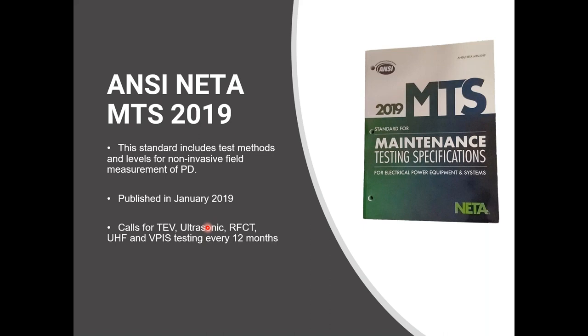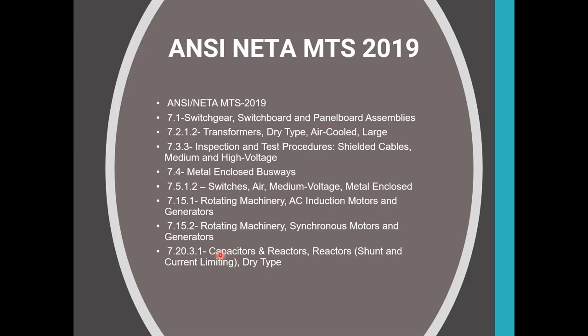They're fairly similar. One of the defining points of the online test is they're looking for testing that occurs every 12 months. So they recommend you test gear online every 12 months for reliability. The standard sections 7.1, 2, 3, 4, 5 address different types of online testing standards for switchgear, transformers, inspection, and metal enclosed busways. So here are the sections in the ANSI NETA MTS standard that call out partial discharge testing.